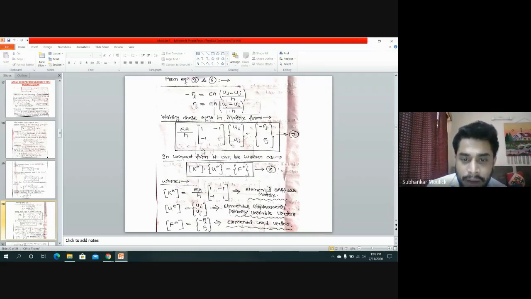Similarly, if I multiply the second row of the first matrix with the first column of the second matrix, that means minus 1 into ui plus 1 into uj, that is uj. Again ea by h is common, which is equal to fj. Again the second equation is also satisfied. That means the matrix form of these two equations which I have written in equation number 7 is correct. Any doubt so far till equation number 7?